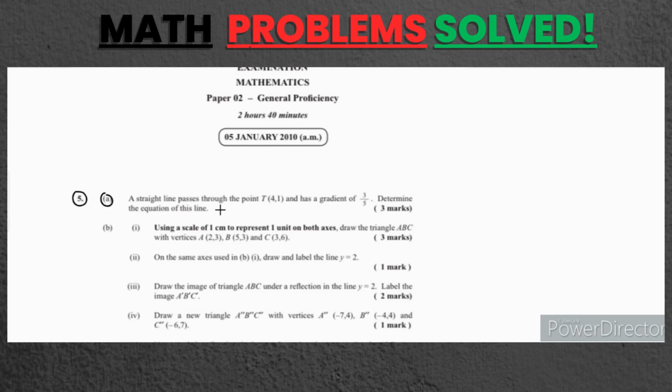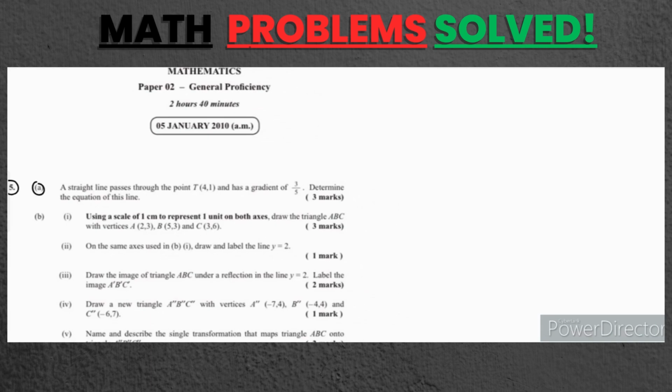A straight line passes through the point T (4, 1) and it has a gradient of 3/5. Determine the equation of the line. So what we have is a point T that is 4, 1, right? And the gradient, if we represent it by m, it's also called the slope. It will be 3/5. And we have to determine the equation of the line.